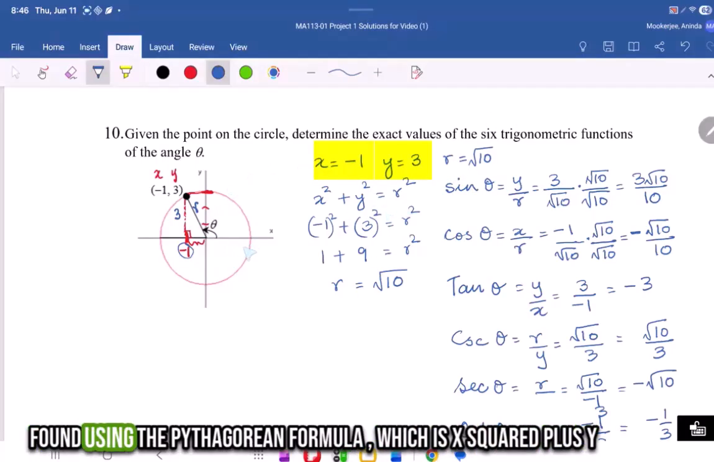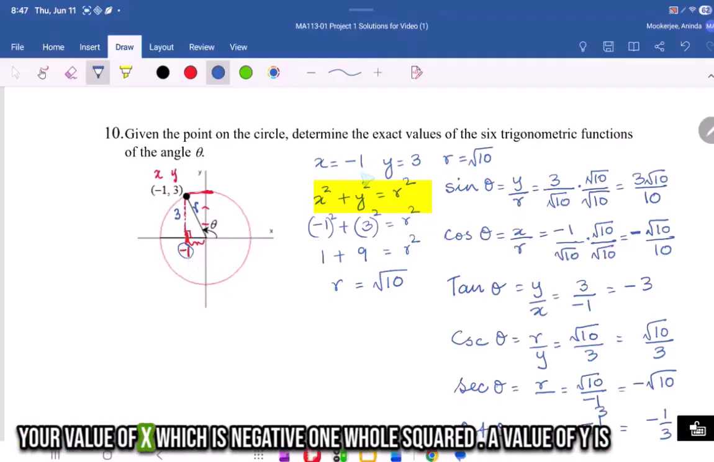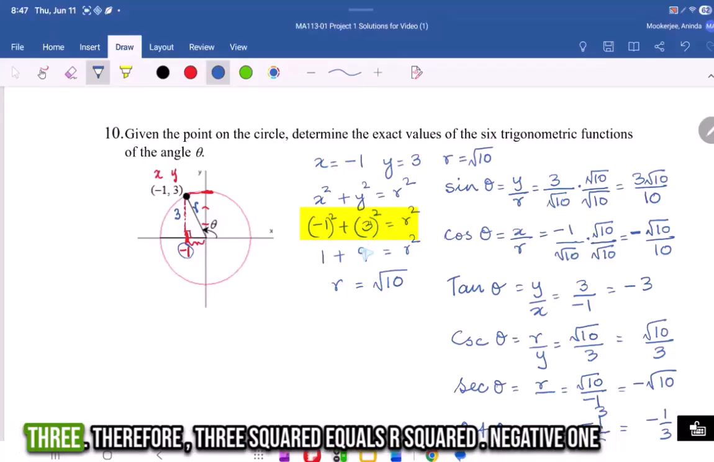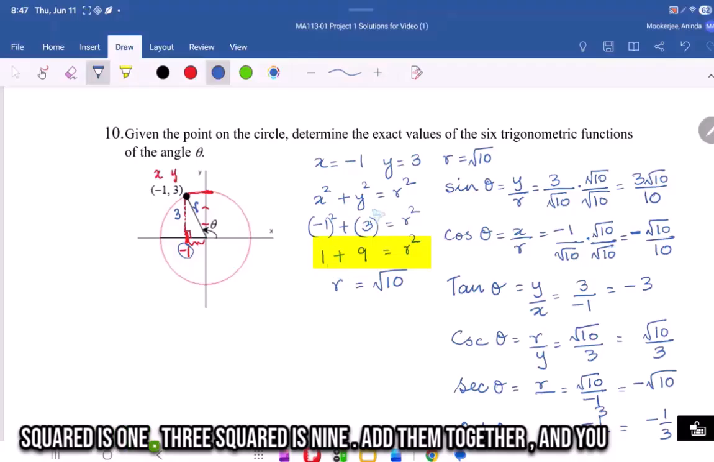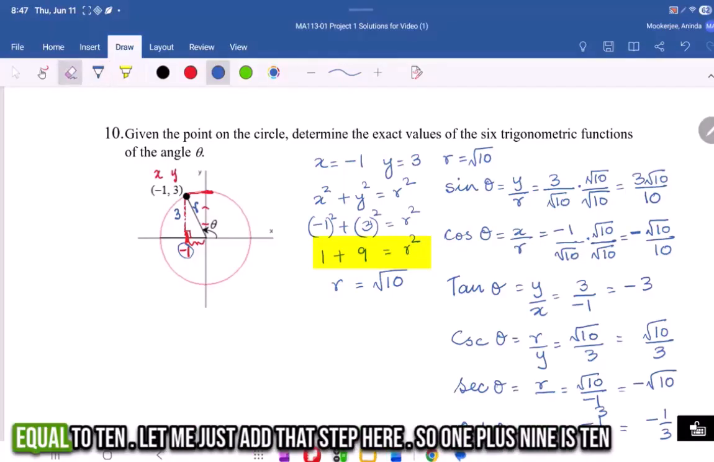R can be found using the Pythagorean formula, which is x squared plus y squared equals the hypotenuse squared, or r squared. So take your value of x, which is -1, whole squared. The value of y is 3, therefore 3 squared equals r squared. -1 squared is 1. 3 squared is 9. Add them together and you will get the value of r squared. Therefore, r squared would be equal to 10.